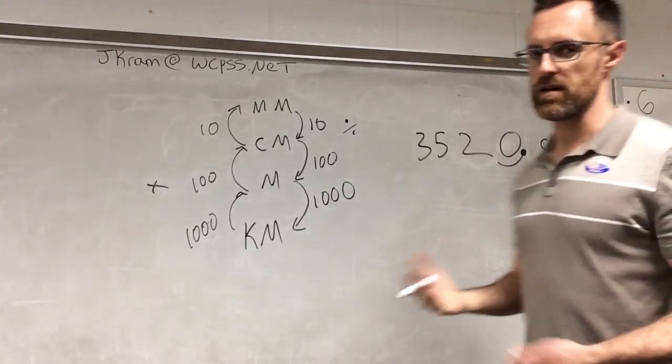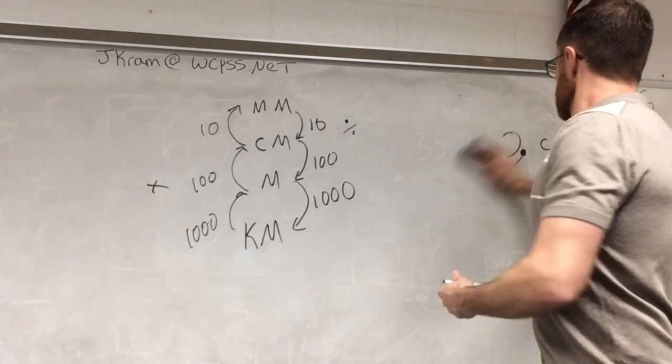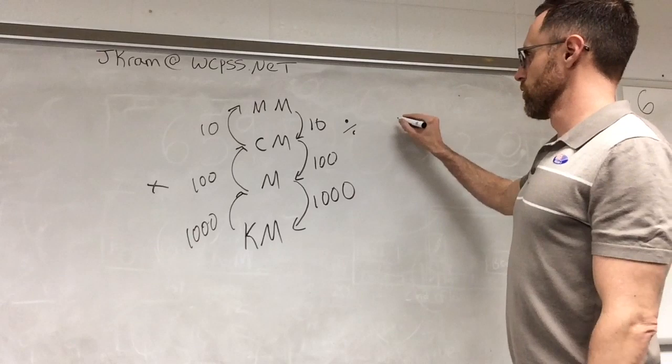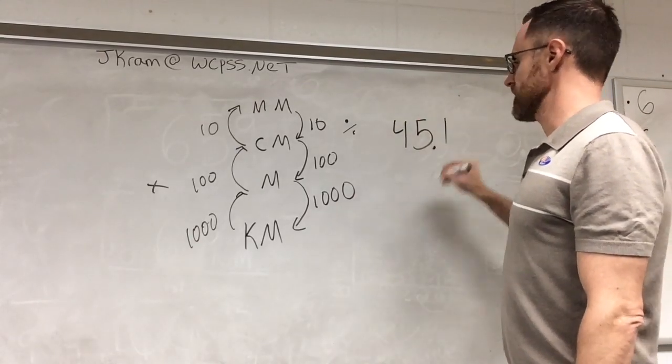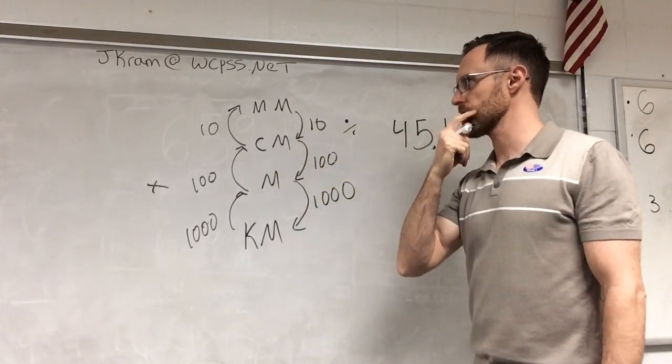3,520 centimeters. That's my new number. Okay, do one more. Let's take, I don't know, 45 1/10 meters. Now I'll change these into millimeters. I want to make it as small as possible.